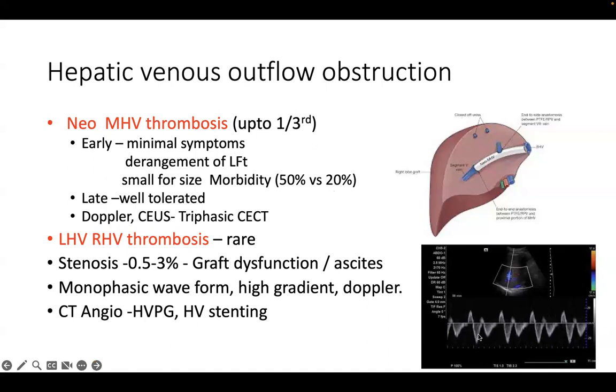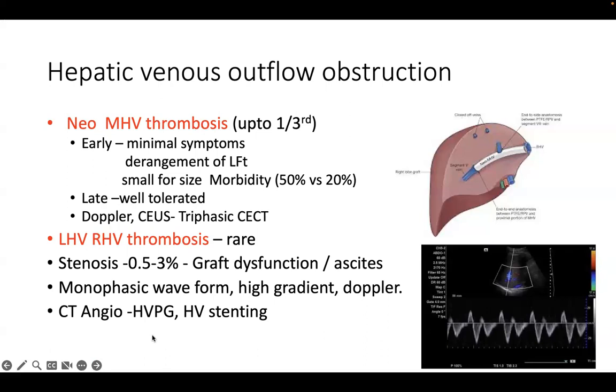See the normal Doppler, you have a triphasic waveform. You have two negative waves and one positive wave. So this is the triphasic waveform, two negative followed by one positive wave related to the right atrial movements. And when it becomes monophasic, and the radiologist says that there's a high flow gradient across the hepatic vein and anastomosis on Doppler, then this is confirmed on CT angio.